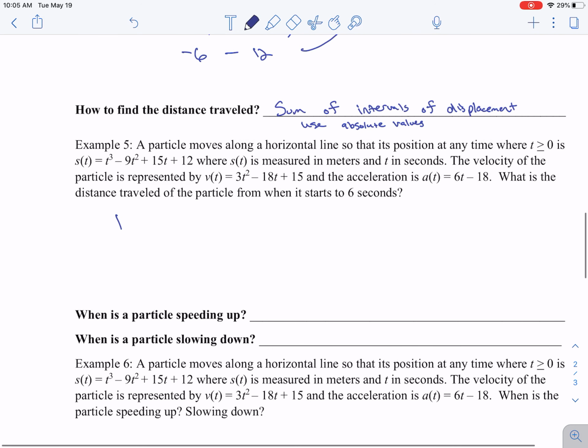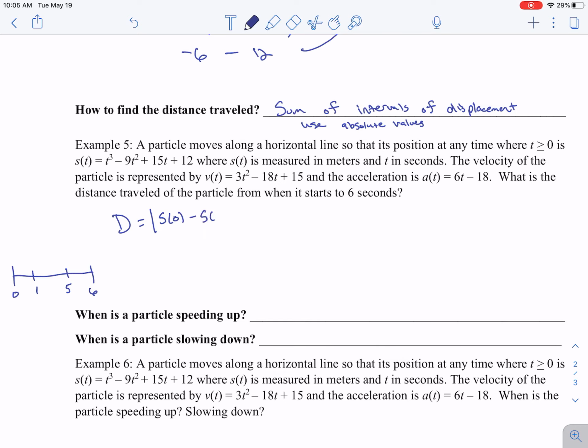So distance is going to equal, well, again, I have that number line. I'm going to just quickly draw it right over here as well. So I start from 0, at 1 I'm at rest, at 5 I'm at rest, I'm going to 6. I need to find each of those intervals. So I'm going to go from 0 to 1. So I need to find the displacement from 0 to 1. It doesn't matter what order, again, because we're doing absolute value. From 1 to 5. And then from 5 to 6.